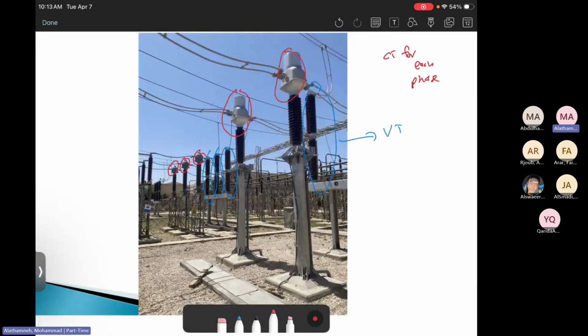Okay? So you need to distinguish where is the CT and where is the VT by looking at the equipment. If you travel to a substation, like doing a visit to a 132 kilovolt to 33 kilovolt substation, you should be able to distinguish where is the CT and where is the VT.